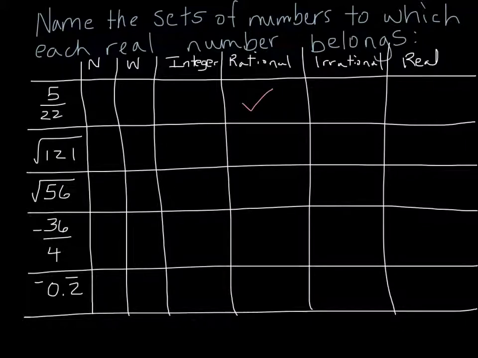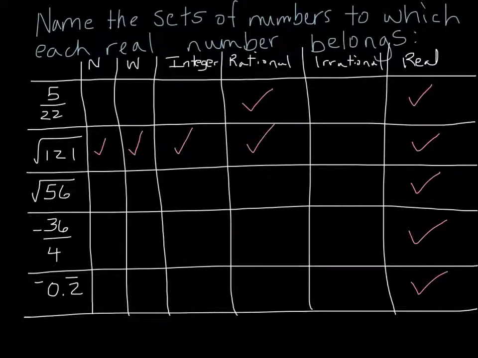It's a fraction. If it's rational, it's not irrational. Is it real? Absolutely. In fact, every single number that you've ever seen is real. So we can just go ahead and check that whole column. The square root of 121 is 11, so that's actually natural. It's actually whole, it's an integer, and it's rational.